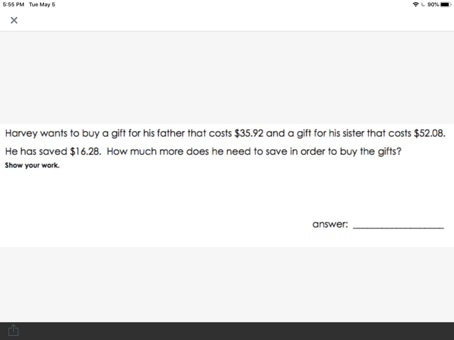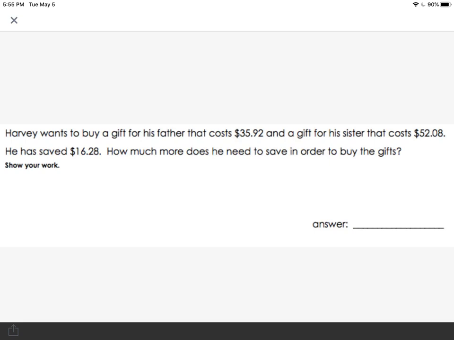Harvey wants to buy a gift for his father that costs $35.92 and a gift for his sister that costs $52.08. He has saved $16.28. How much more does he need to save in order to buy the gifts?